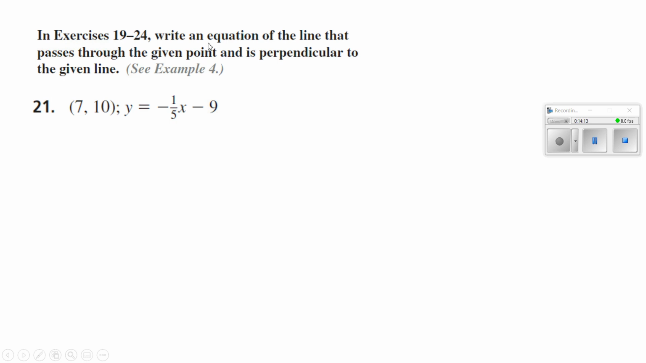This one says, write an equation of the line that passes through the given point and is perpendicular. This is one that a lot of people make mistakes with. Now, perpendicular means I need the opposite of the slope that I see here, the negative reciprocal. So if I have negative 1 over 5 as my slope, the negative reciprocal would be 5 over 1, positive, right? Which means 5 is going to be my slope.